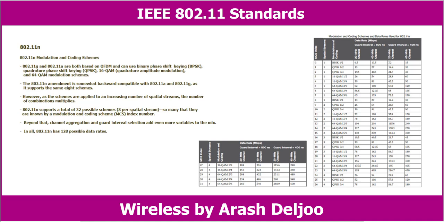8 schemes. However, as the schemes are applied to an increasing number of spatial streams, the number of combinations multiplies. 802.11n supports a total of 32 possible schemes, 8 per spatial stream, so many that they are known by a modulation and coding scheme, or MCS, index number. Beyond that, channel aggregation and guard interval selection add even more variables to the mix. In all, 802.11n has 128 possible data rates, and for reference we can use this table.